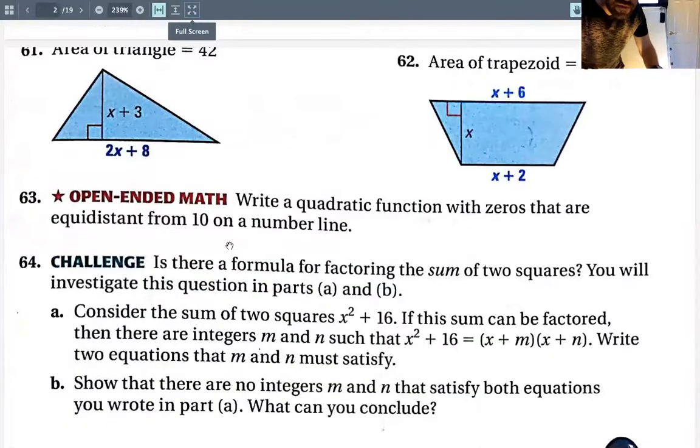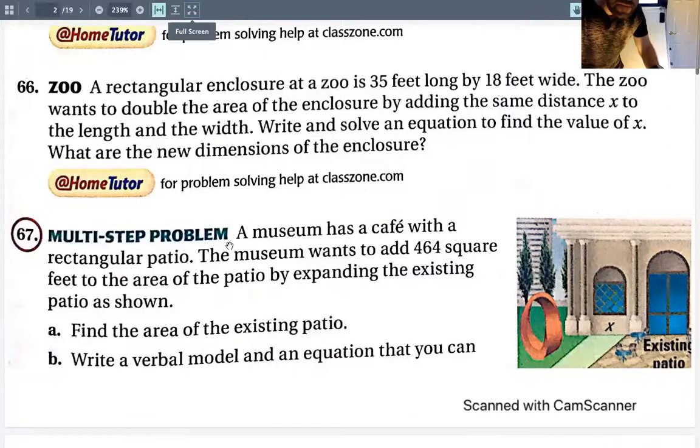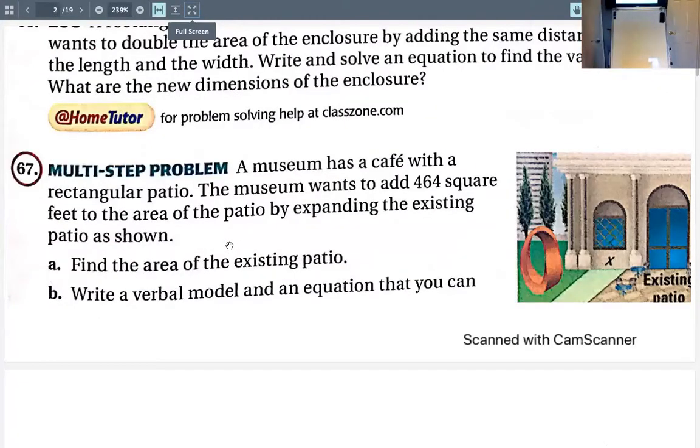So let me go back to the share screen. This patio one is in reverse. This one here. So let's all try to do this one, and I'm going to try myself as well. Museum has a cafe with a rectangular patio. I like to draw it.